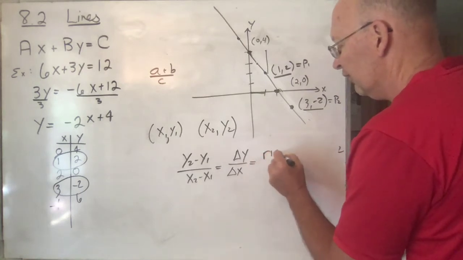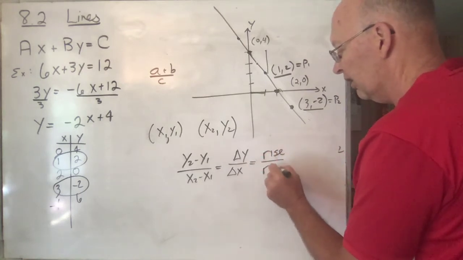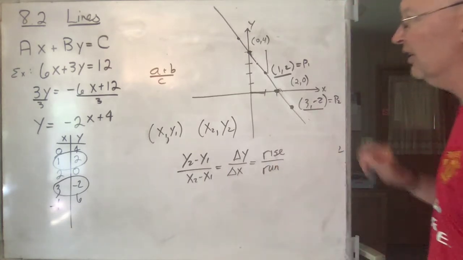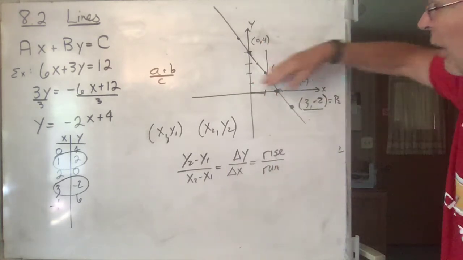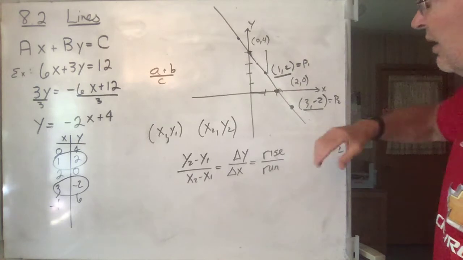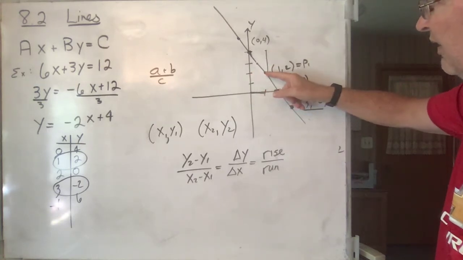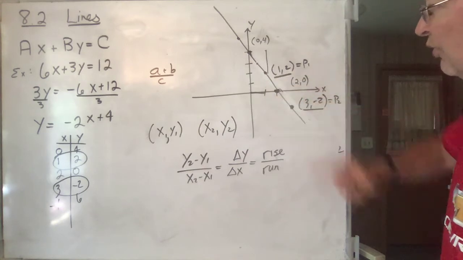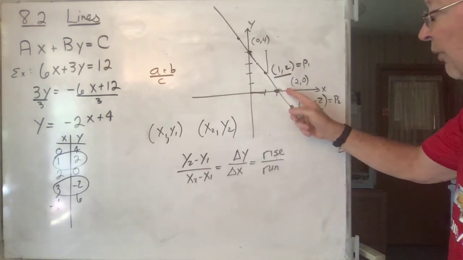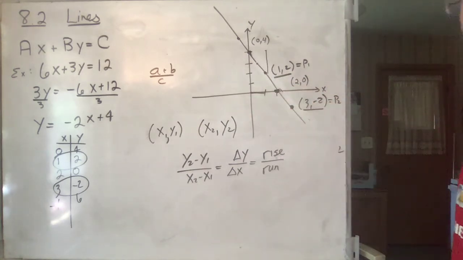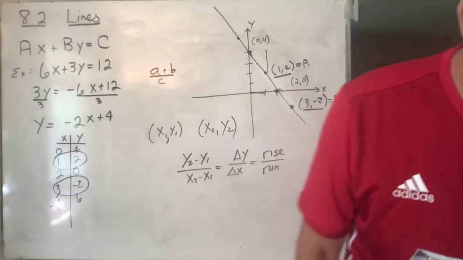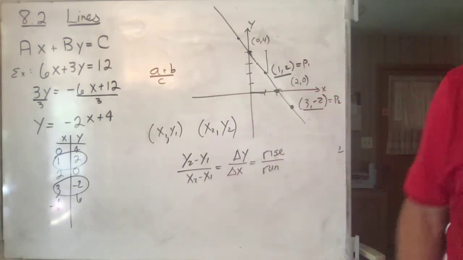Sometimes you may have heard it this way. It's called the rise over the run. Okay, it's how much it changes in altitude divided by how much it changes horizontally. So in other words, this particular line, for every step I take in the x direction, I'm going to be going down 2 steps. If I move 1 step to the right, I'm going to be moving down twice. So that's the slope. Okay, that's the idea.